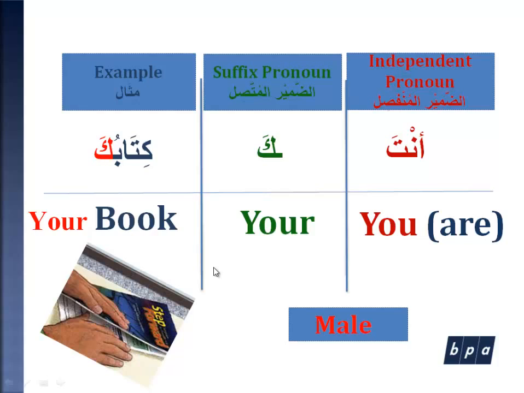For the second person pronouns, anta, which address a male, for you or you are, we add a kaf with a fatha for your. And the result is kitabuka for your book, which is again your book to a male person.